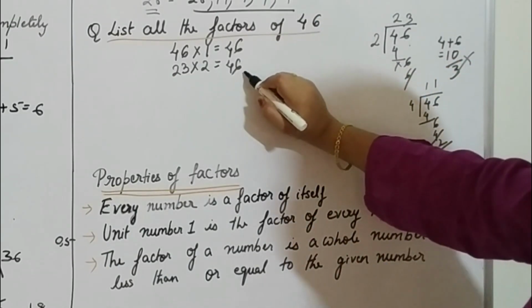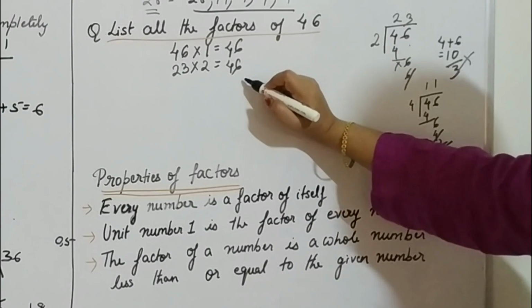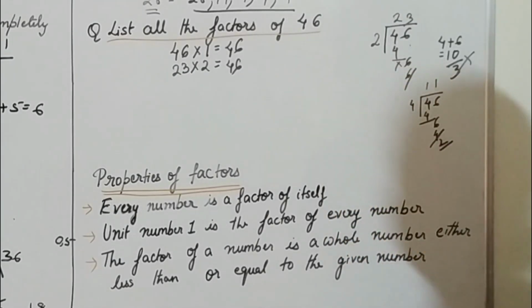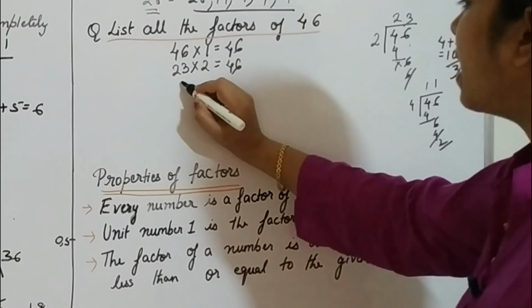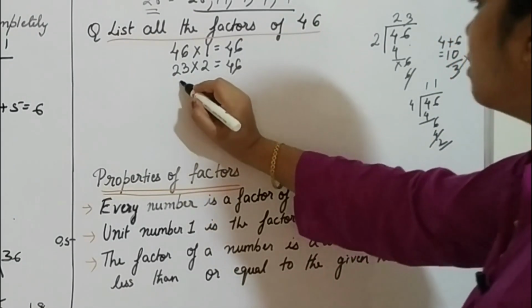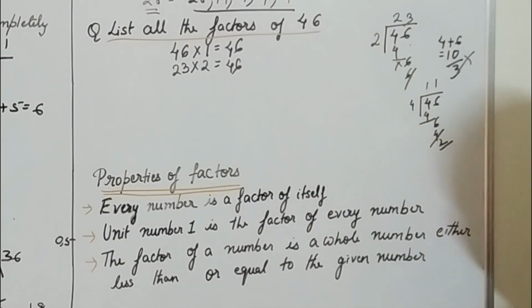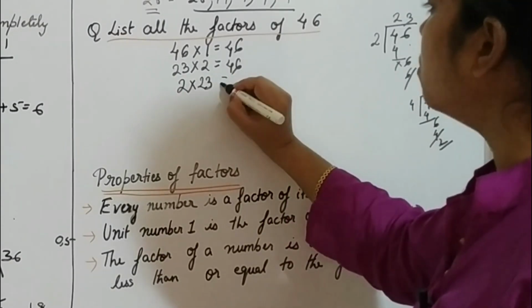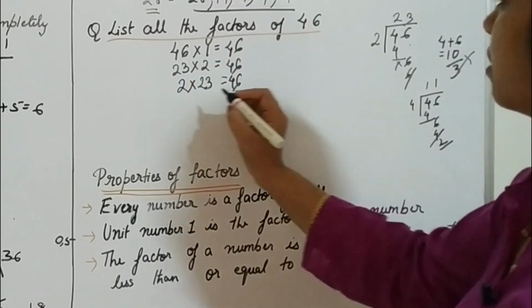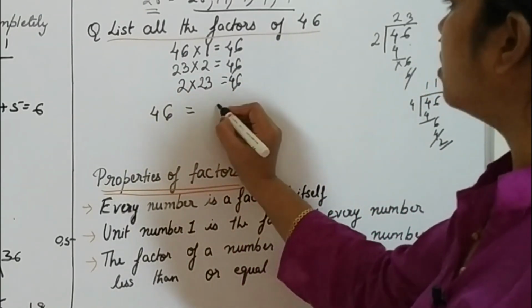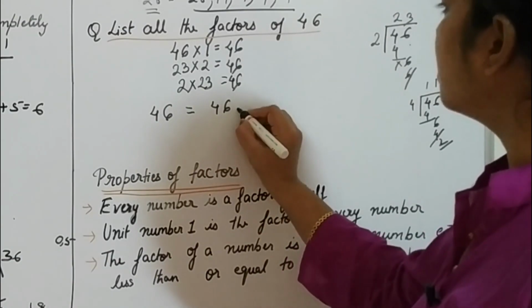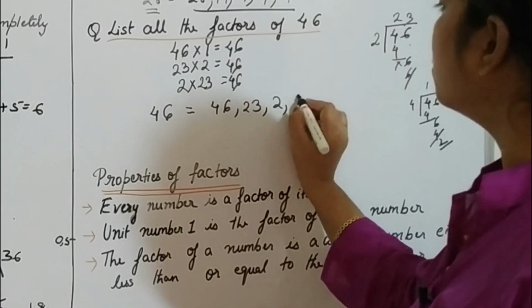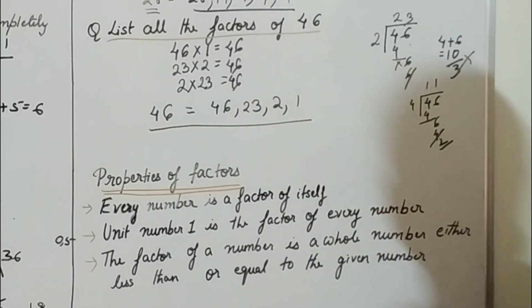8, it will not be divided by 8 either because 8 6s are 48 it is coming. So it will not be divided by 8 either. Then 9 also it will not be divided. 10, no. So the factor of 46: 2 into 23 is 46. The same thing. So the factors of 46 are 46 itself, then 23, then 2, then 1. So these are the factors of 46.